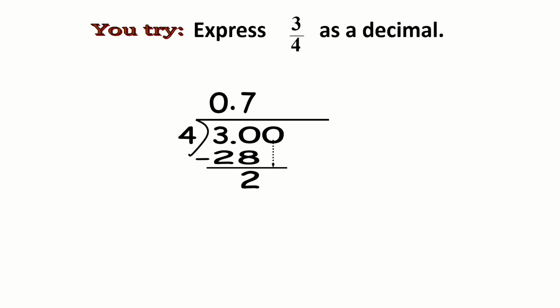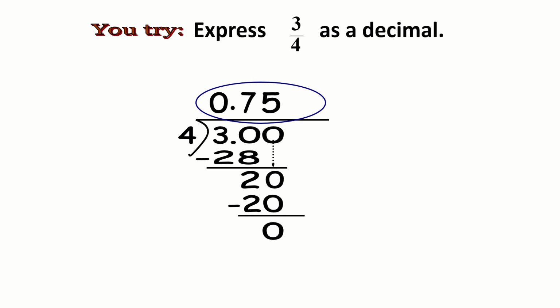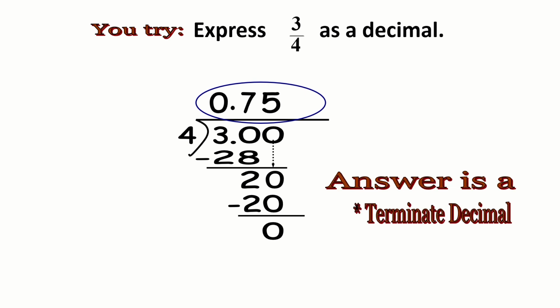2 is too small, so we bring the 0 down. 20 divided by 4 is 5. 5 times 4 is 20. 20 minus 20 is 0. So this is our final answer, 0.75. And our terminating decimal ends at 0. So this is the meaning of terminating decimal. The end digit is always 0. There's always an ending. However, there are other situations.